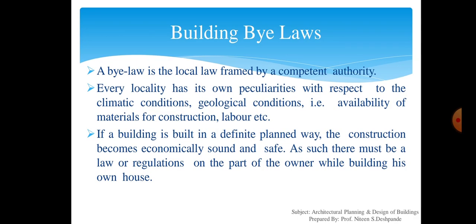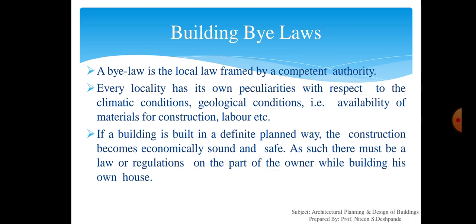So till now we have seen what is meant by a residential building and what the different types of residential buildings are. There are four types of residential building: detached, semi-detached, row house, and apartment. Now we'll move forward towards the building bylaws.